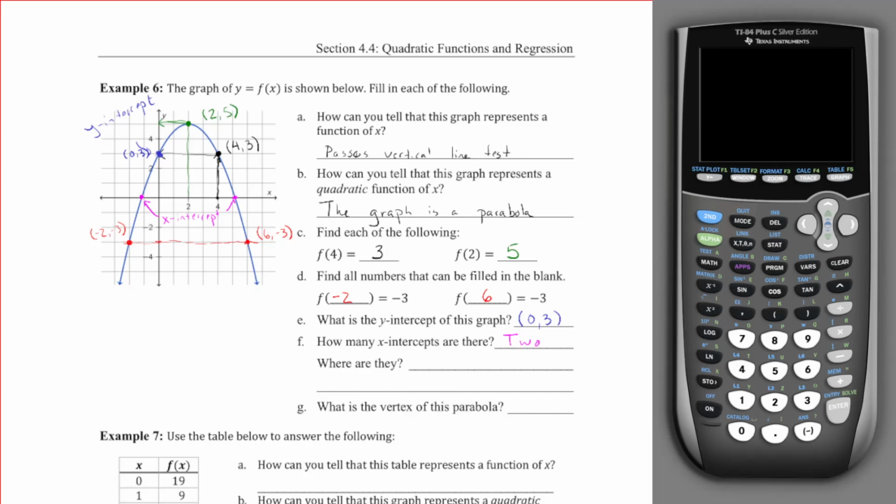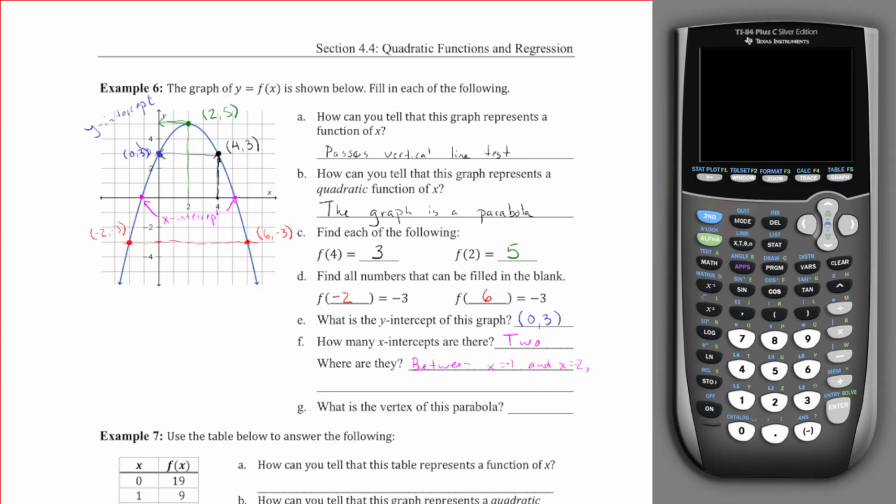Those are the inputs that give the output 0. We also see that we can't exactly read the coordinates of those points off the graph. The first one is between x equals -1 and x equals -2. That's this point.